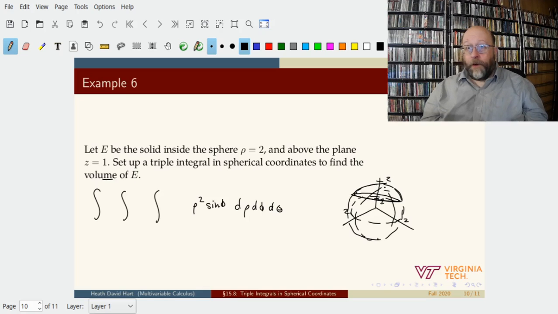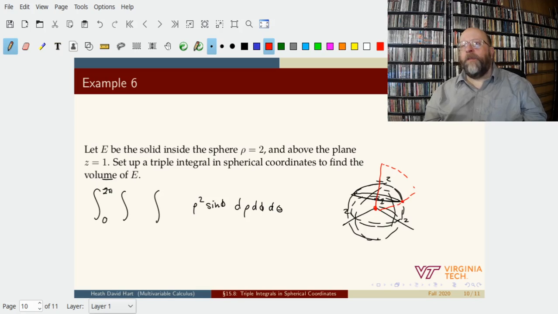All right. Theta goes all the way around the sphere in this direction, and so we go from 0 to 2 pi. Phi is going to be a little bit trickier. When we set up bounds for phi, our wire starts at the z-axis. This point stays fixed, but the wire rotates down until we reach this point right here.